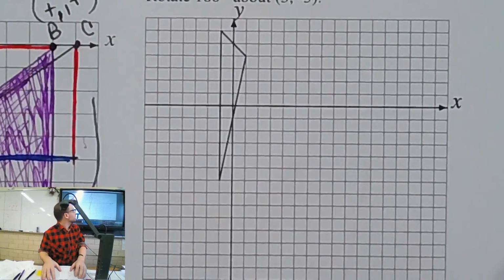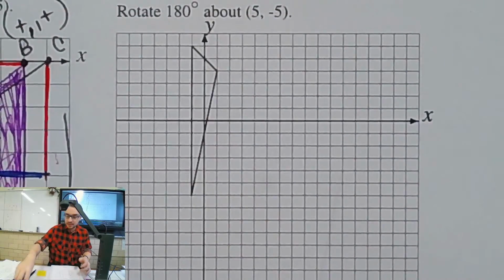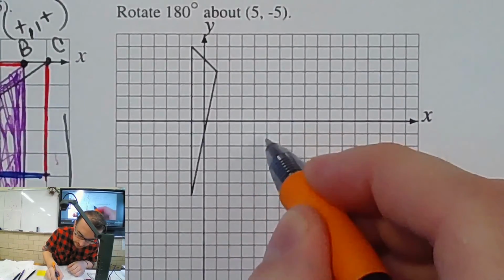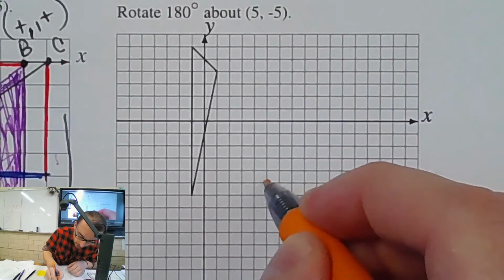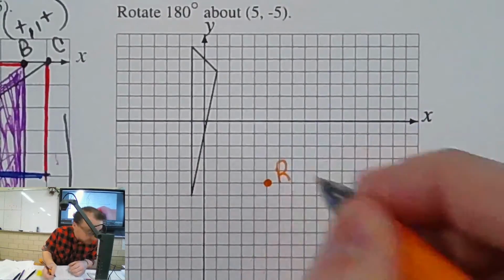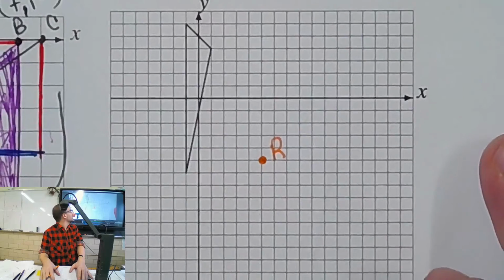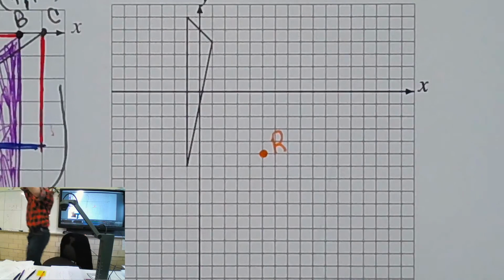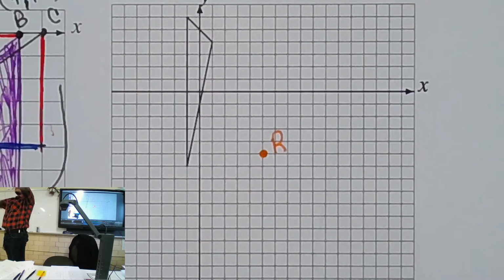We're rotating 180 degrees. Our center of rotation is 5, negative 5. So 1, 2, 3, 4, 5. 1, 2, 3, 4, 5. There is R, the new center of rotation. We're going to do 180 degrees. It doesn't say clockwise or counterclockwise because it doesn't matter. If you start here and go 180, you're going to end up in the same spot if you go that way or this way, right? Doesn't matter if we start here and go 180 this way or that way. You're going to end up in the same spot.